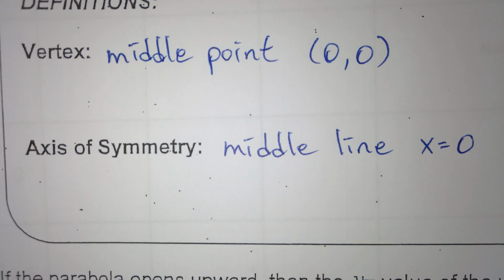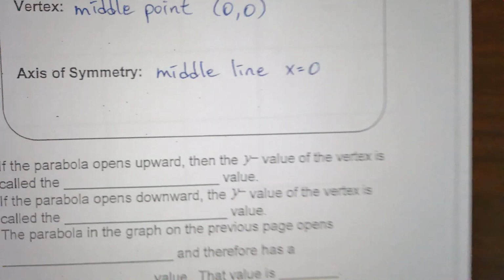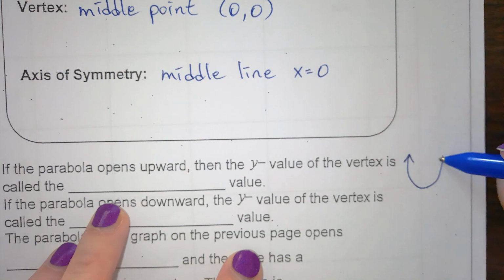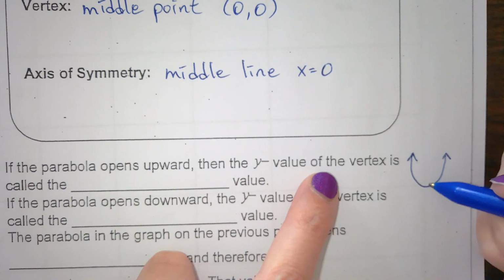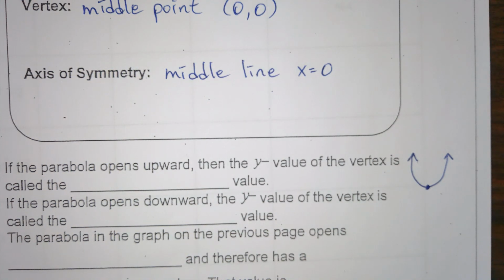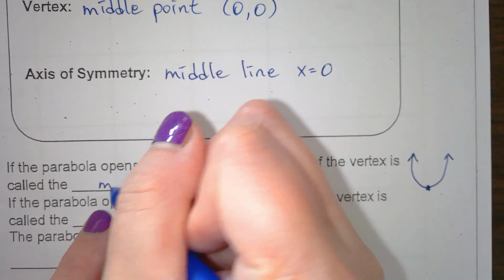This next part is what Leandro said. If my parabola opens upwards like this, the y value of the vertex is what? Leandro, you were saying? If this is my parabola and it opens up, this point right here, that's the vertex, and is this the highest or lowest? Lowest point, so it's the minimum value.